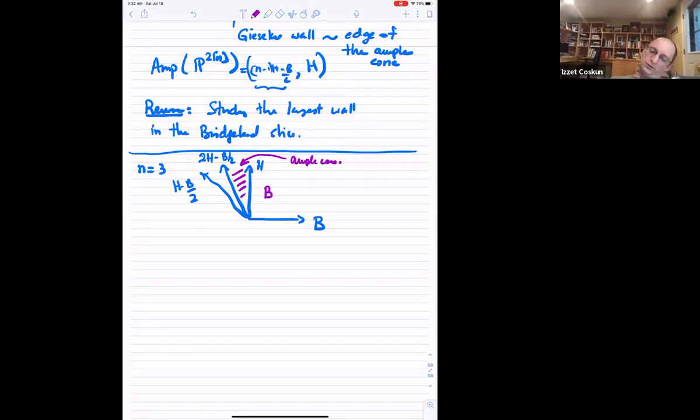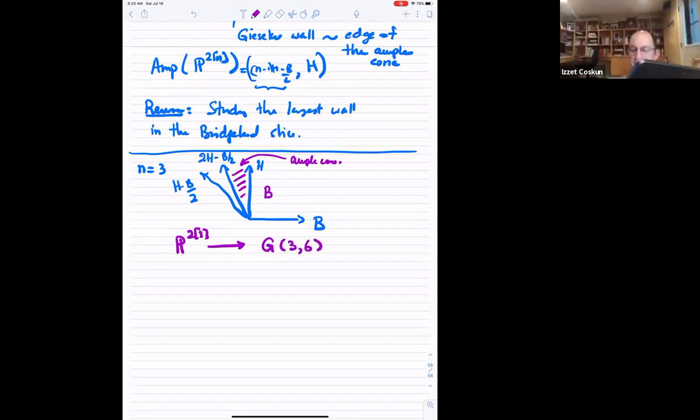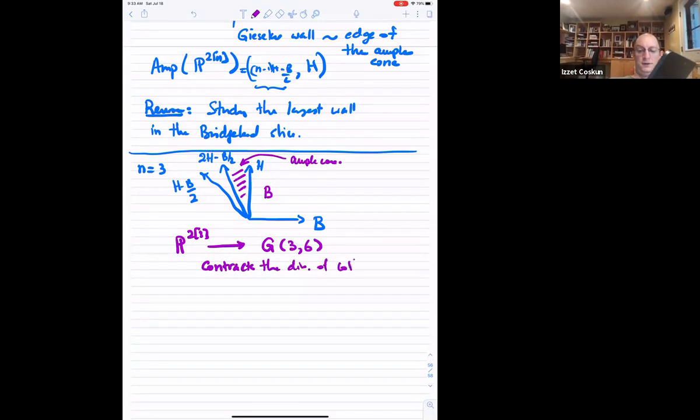So this (2H minus B)/2, remember, came from mapping P^2[3] to polynomials of degree 2 vanishing on this thing. So this maps, if you want, to G(3,6), the Grassmannian of 3-dimensional subspaces of a 6-dimensional vector space. And what it does is that it contracts the divisor of collinear points. And then, of course, this divisor of collinear points is in the base locus.